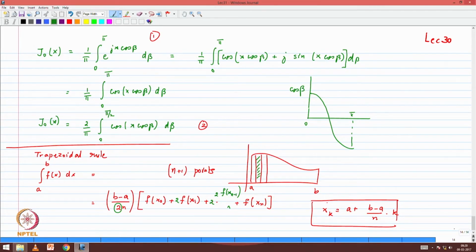So the observation is the following: you have to evaluate the function at n plus 1 points.